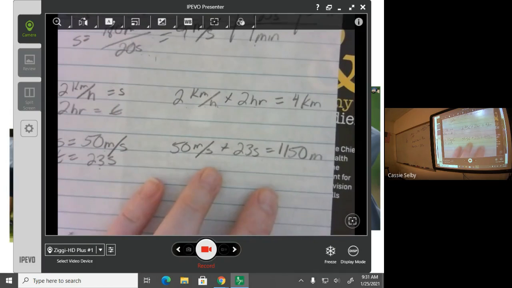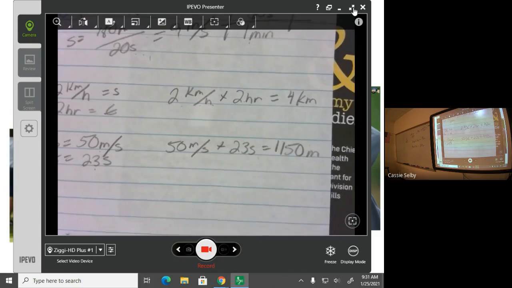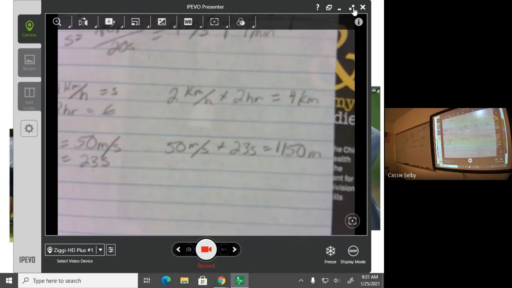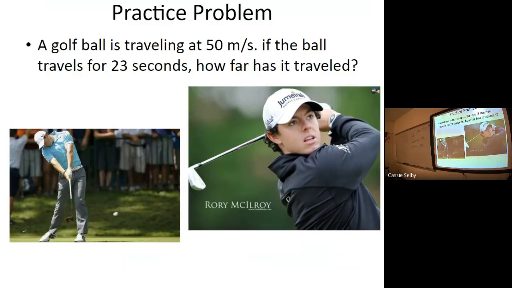Those are your examples. Please use your examples and the information I gave you in your notes today to work on the worksheet and get those both turned in. If you have any questions or any problems, let me know.